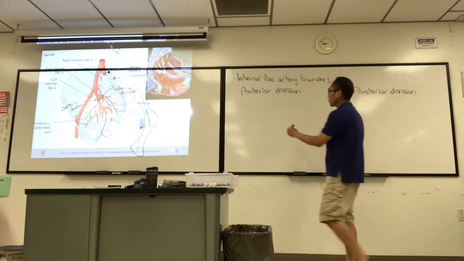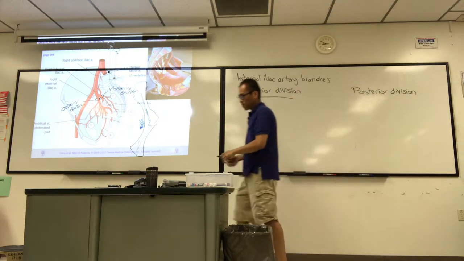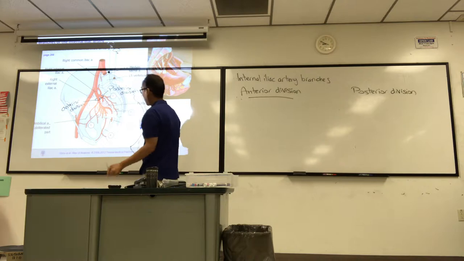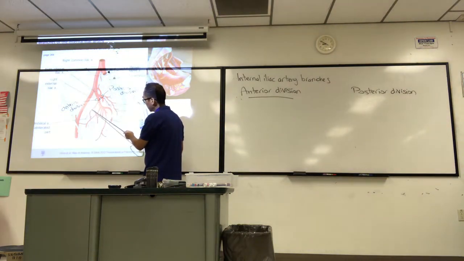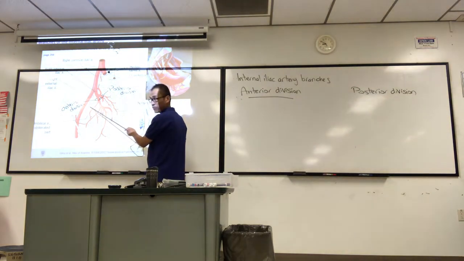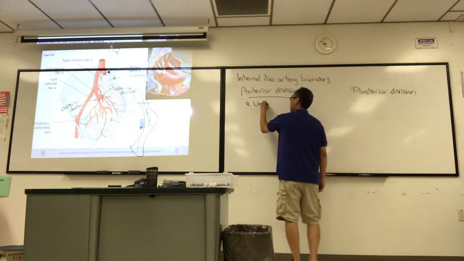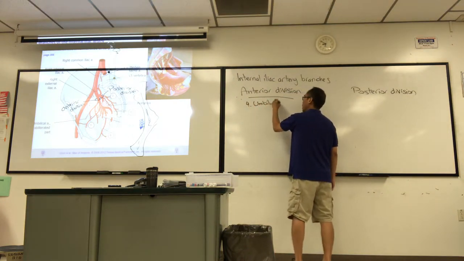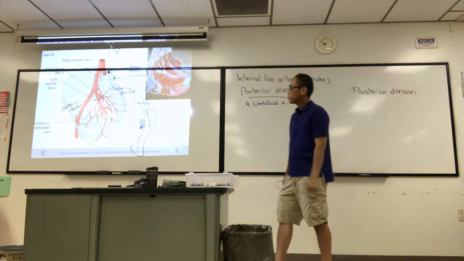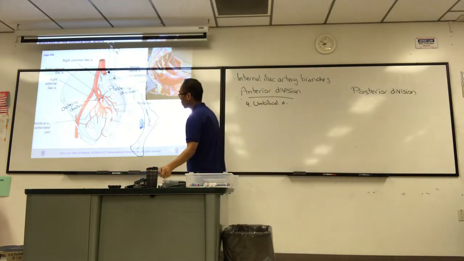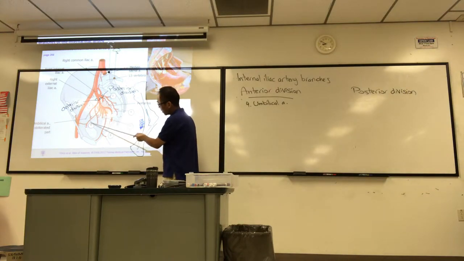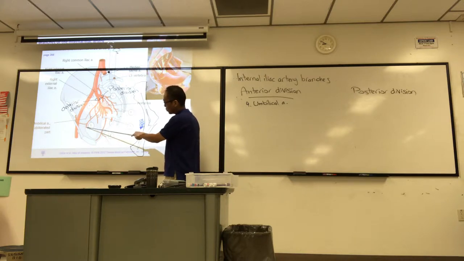All right, now for the anterior division. There's numbers here, not names, but that one right there is the umbilical artery. It's labeled number 4 here. This one coming off right there and actually exiting the pelvis is going to supply blood to your big thigh muscles, the adductors, number 5. That is the obturator artery.